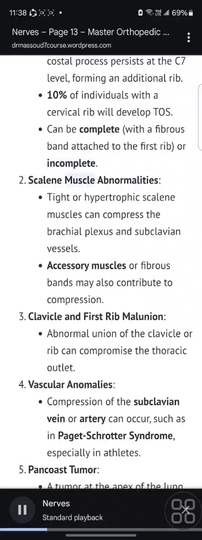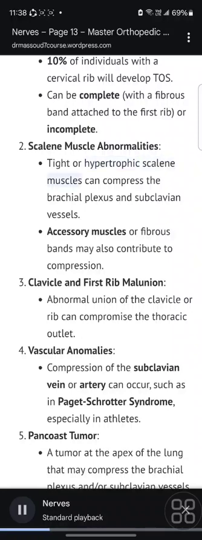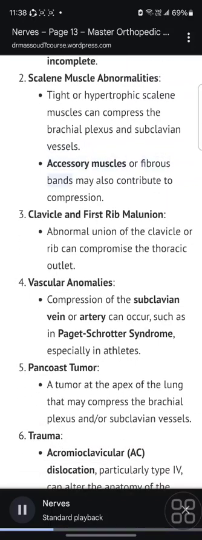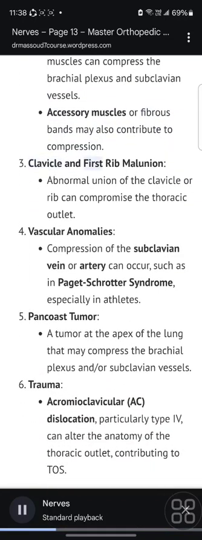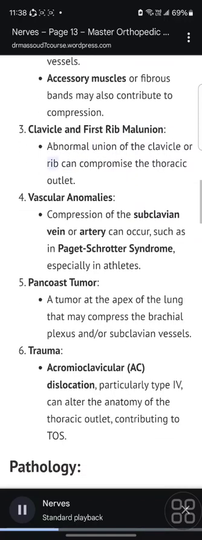2. Scalene muscle abnormalities. Tight or hypertrophic scalene muscles can compress the brachial plexus and subclavian vessels. Accessory muscles or fibrous bands may also contribute to compression. 3. Clavicle and first rib malunion. Abnormal union of the clavicle or rib can compromise the thoracic outlet.